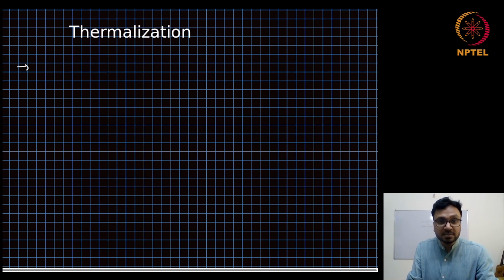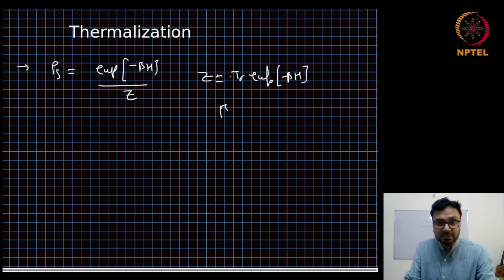If our system is in the state e^(-βH)/Z, where Z is given by the trace of e^(-βH), and β is 1/(k_B T), where k_B is the Boltzmann constant and T is the temperature, then we have a state of the system which is the thermal state. Now, if this is the initial state of the system when it starts interacting with the thermal bath, then what is the final state? That is the question we want to ask.